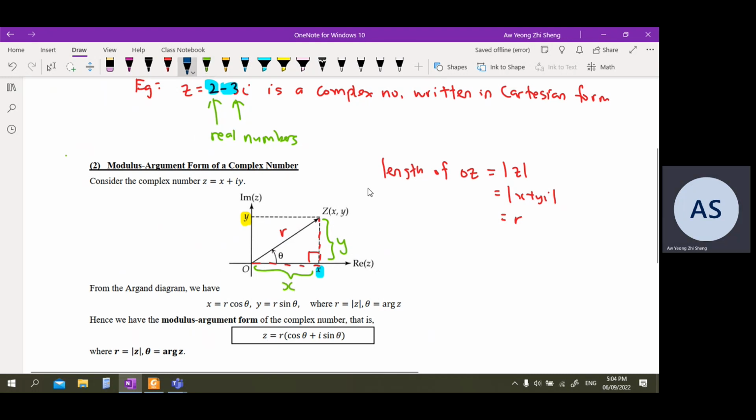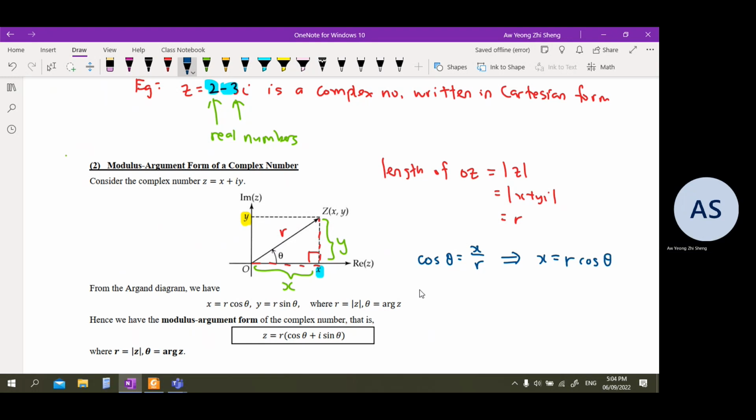Looking at this right angle triangle, if we take cos theta, it will be adjacent over hypotenuse, that's x over r. Moving our terms around, x is the same as r cos theta. Then if we take sine theta, it is opposite over hypotenuse, y over r, and after a rearrangement, we have r sine theta equals y.